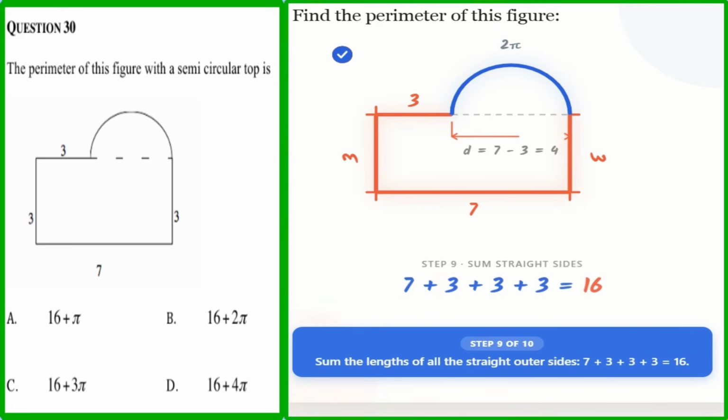Step 9. Let's add up all the straight outer sides. 7 plus 3 plus 3 plus 3 equals 16. The total of all straight edges is 16.